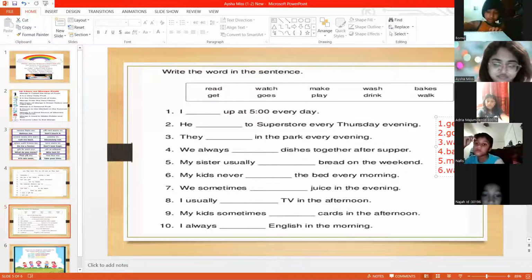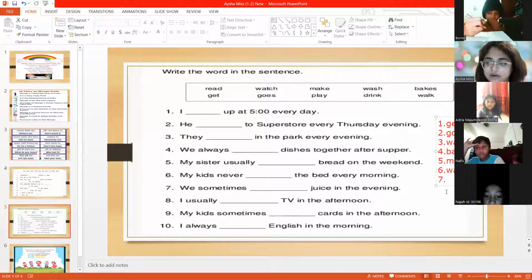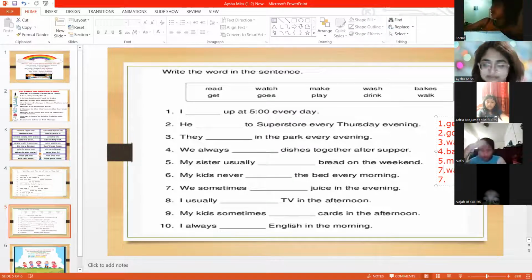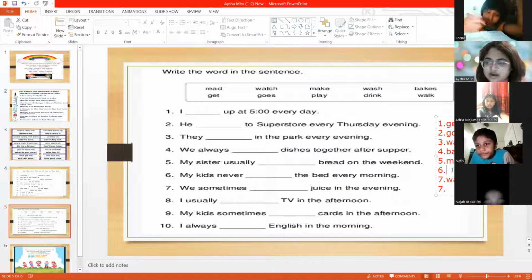Watch. Watch TV. Yeah, I usually. Okay, number 8 is watch. 1, 2, 3, 4. Oh, number 7 is there. I haven't given 7. This will be number 6. This is number 7. Oh, number 6 is being done. Adria, stop the sound. My kids never make the bed every morning.